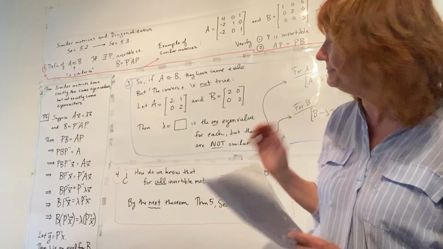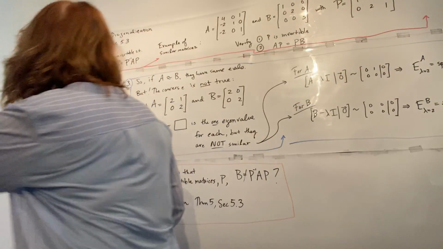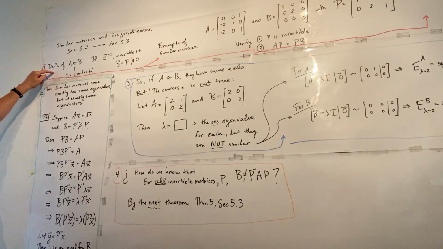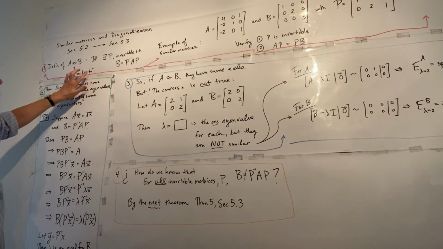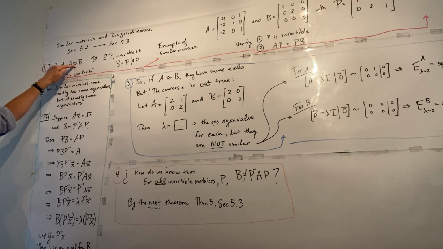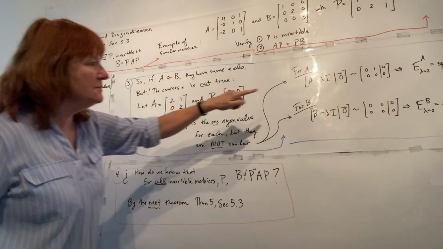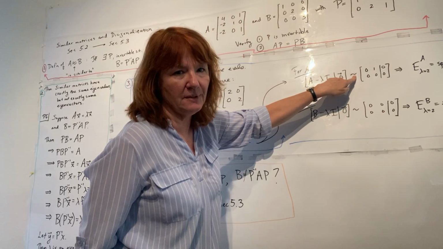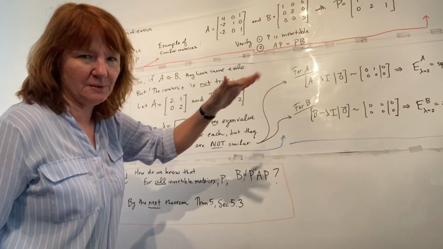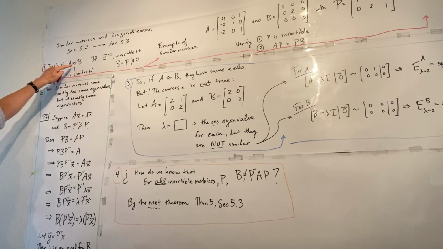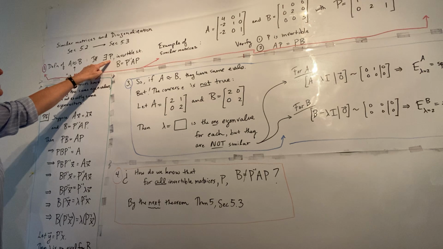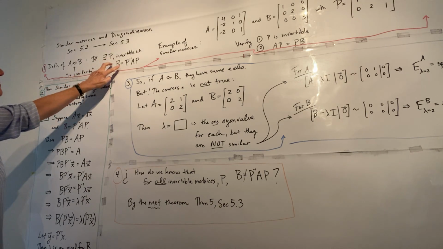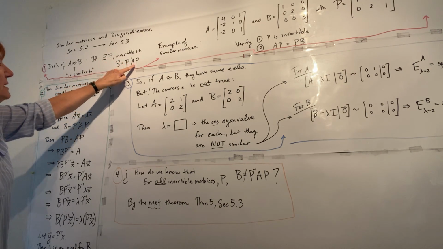Okay, so recall the definition of A being similar to B, that was in 5.2. And I'm using this symbol for similar to because we have already used this symbol for is row equivalent to. Okay, just one squiggle, row equivalent. I'm using two for is similar to. So A is similar to B if and only if there exists another matrix P that is invertible such that B can be written as P inverse AP.